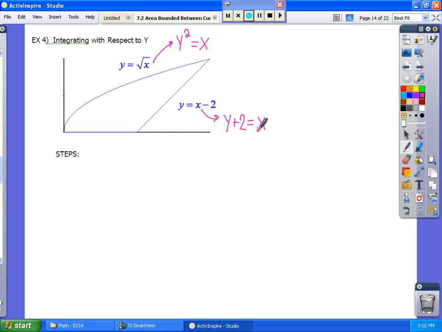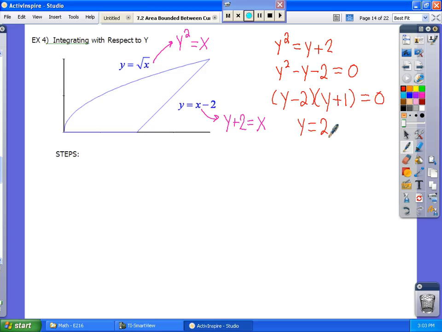Secondly, let's go through and find our intersection, which I'll do up top in red. y squared is equal to y plus 2. y squared minus y minus 2 is equal to 0. Factoring, I get that y is equal to positive 2 and y is equal to negative 1. Now, we just bounded ourselves in the first quadrant, so we're not even going to look at negative 1. So we're going to start our graph at 0, and we're going to go all the way up to a y value of 2.